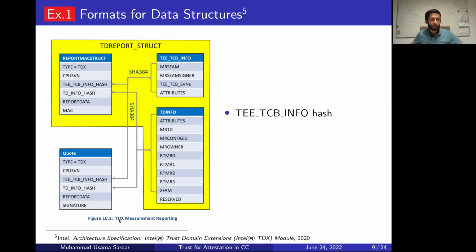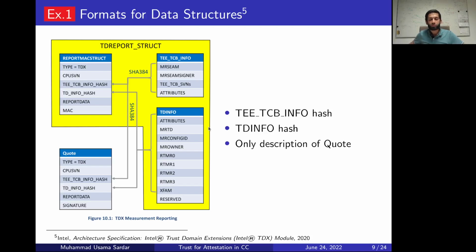This is a figure from Intel's architecture specification. The first thing I want to talk about is this structure called TCB info. As you see, this has 4 fields. In another document, again from Intel, it describes that this structure has 6 fields and the hash is taken over all 6 fields. Similarly, for this TD info hash, in this specification the hash of the structure is shown to be taken only up to this field, XFAM, in a different order, and in another document they describe that the hash is taken over the full data structure, which is in another order.